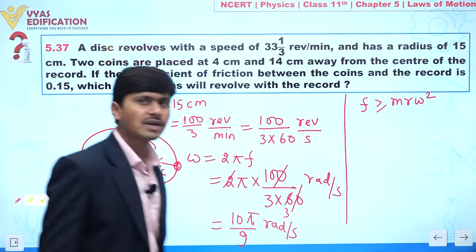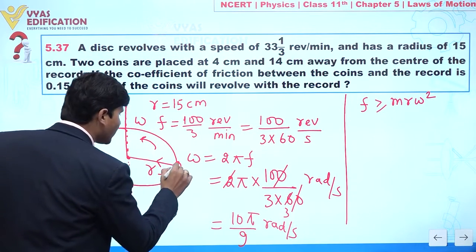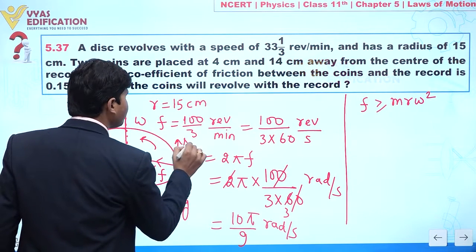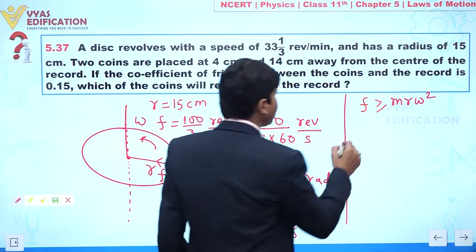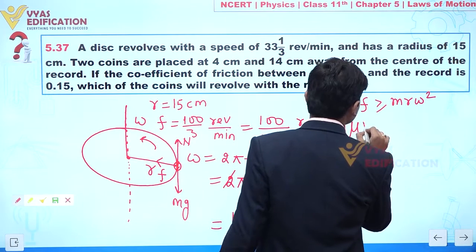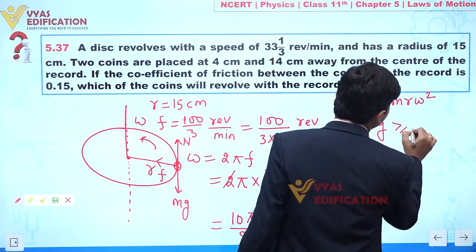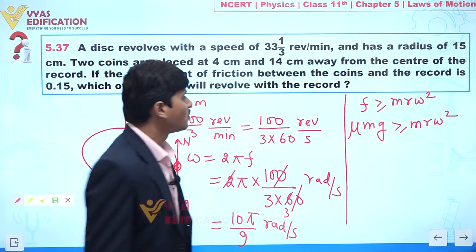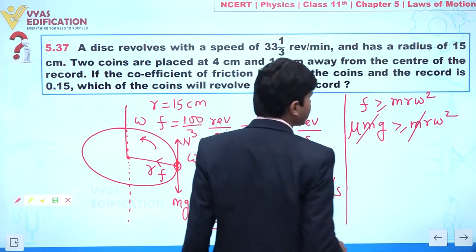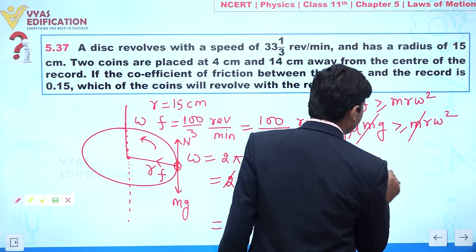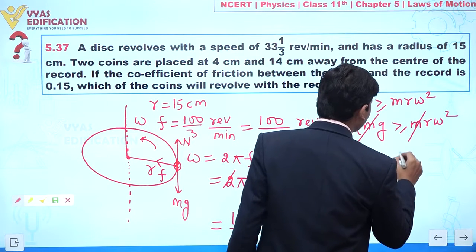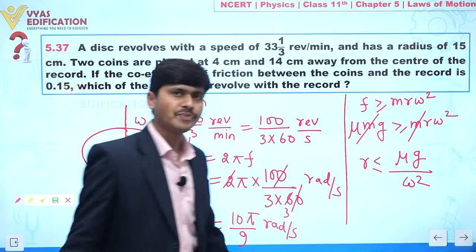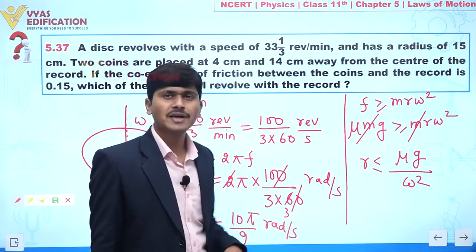How can we write the value of friction? Here mg force is acting in the normal downward direction, this is the normal reaction. So friction is equal to mu times mg, and this should be greater than or equal to m r omega square. Now m and m cancel out, and from here we can see r should be less than or equal to mu g upon omega square.